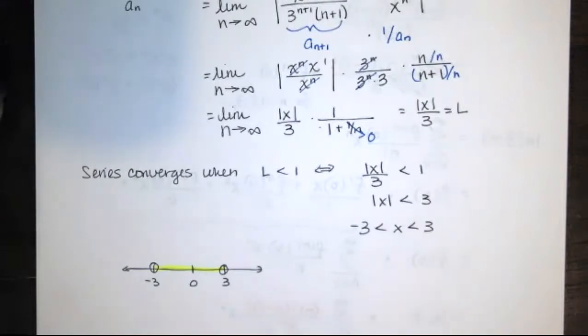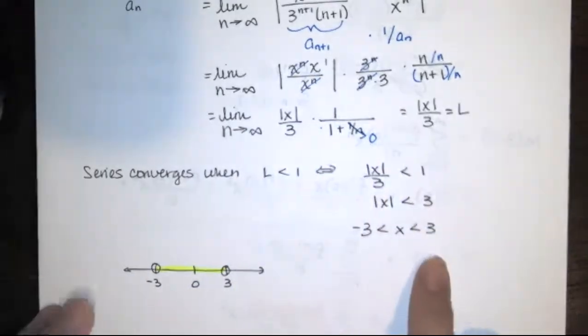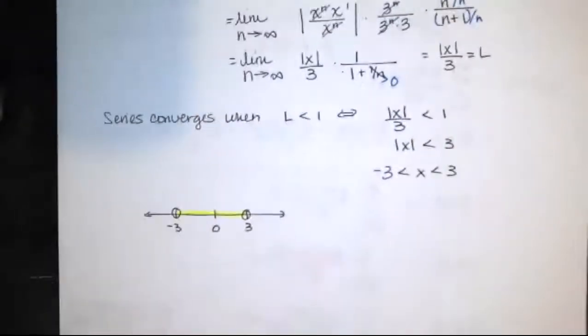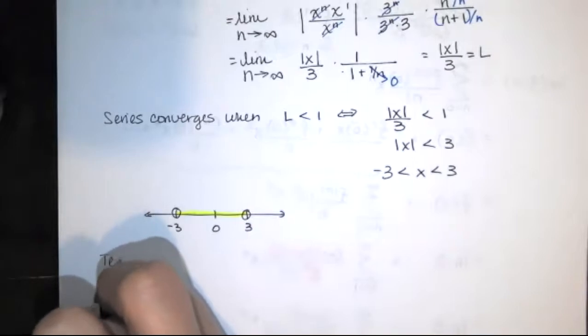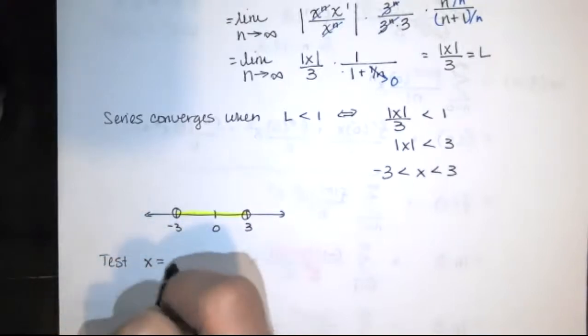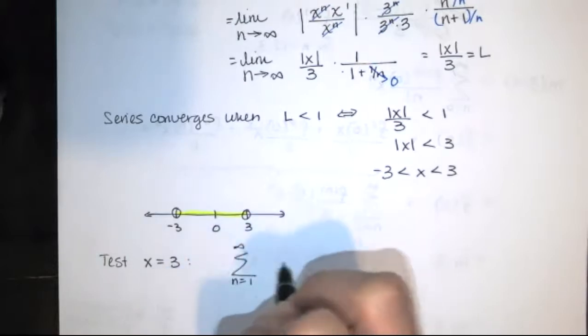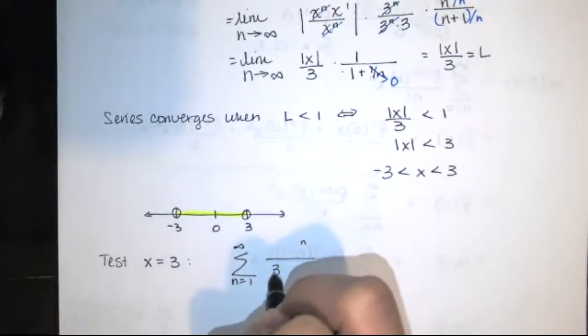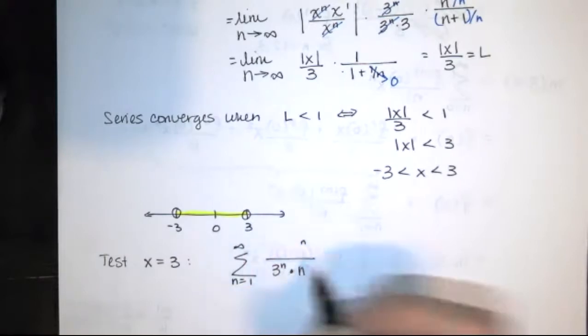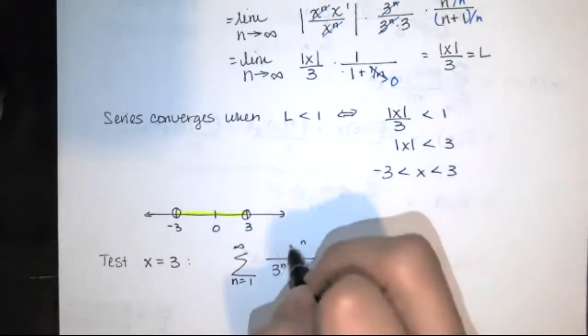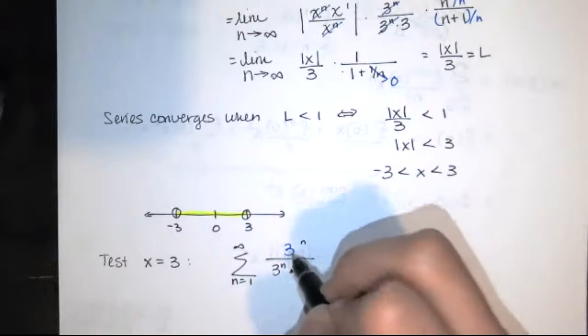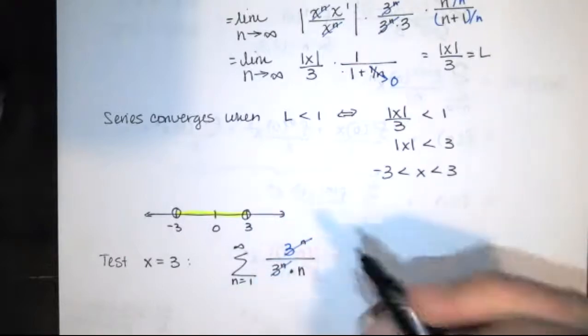So the test is inconclusive at the endpoints because the test is inconclusive when the limit equals 1. So if we want to figure out what happens at the endpoints, we have to substitute the endpoints into this expression. So let's test that expression when x is equal to 3. The sum as n goes from 1 to infinity of x to the n over 3 to the n times n. And we're replacing x with 3. That's convenient. Those guys reduce.